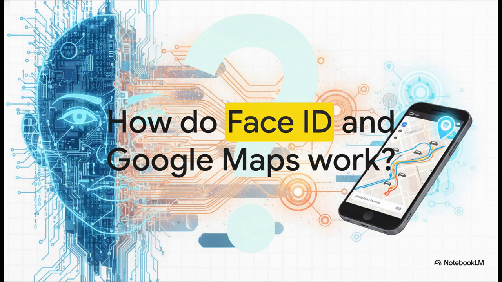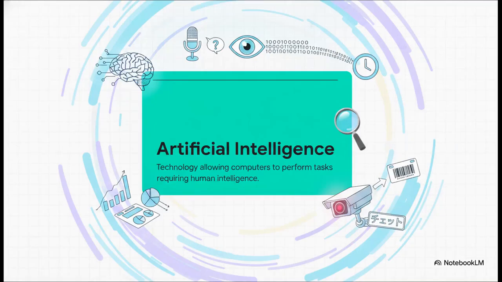How does the everyday magic on your phone actually work? From securely unlocking it just by looking at it with Face ID to predicting your exact arrival time in bumper-to-bumper traffic with shocking accuracy. What is actually going on under the hood there? Well, all these features are powered by artificial intelligence, and AI is simply technology that allows computers to perform tasks that typically require human intelligence.